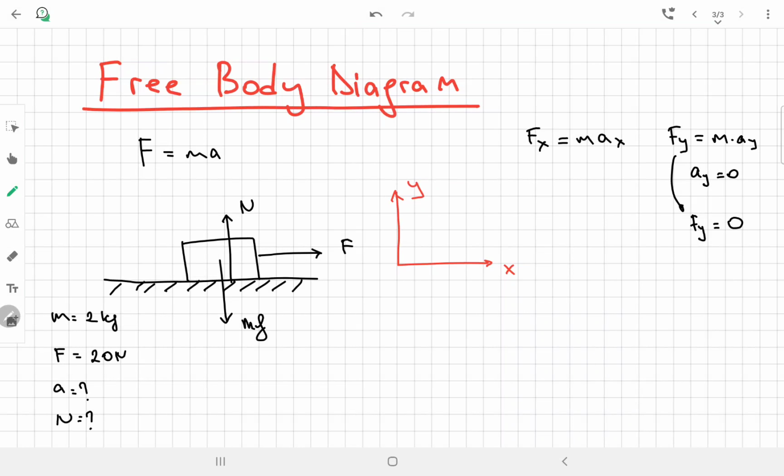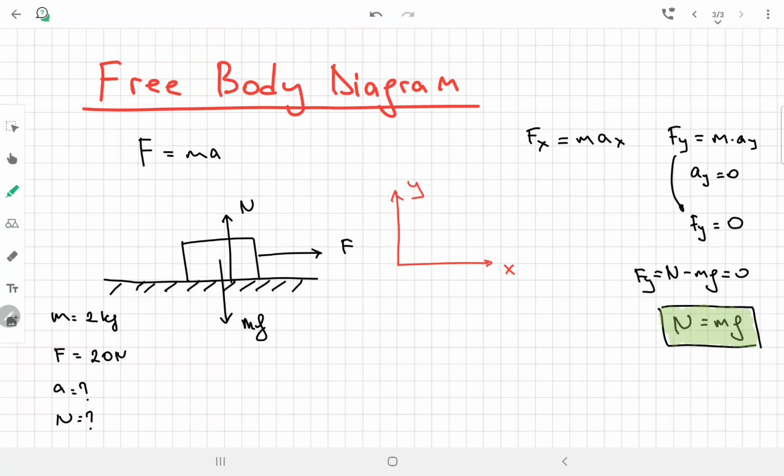Now let's find the resultant force in the vertical direction. We have two forces, normal force and weight, and they are opposite to each other. So normal force minus weight is the resultant force, Fy, which should be equal to 0. So from here we can see that the normal force, the reaction force, equals the weight for this situation.